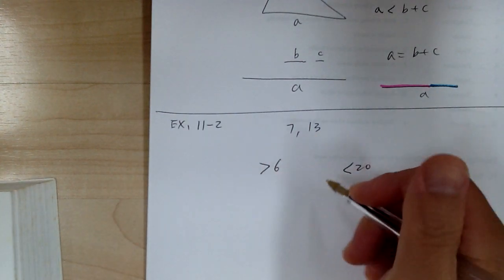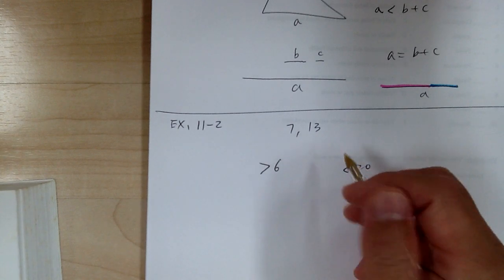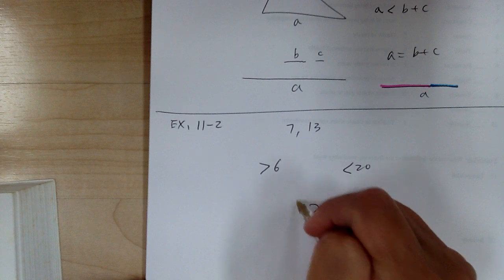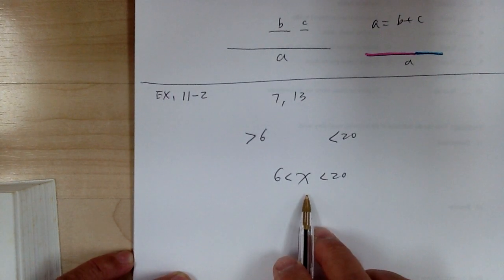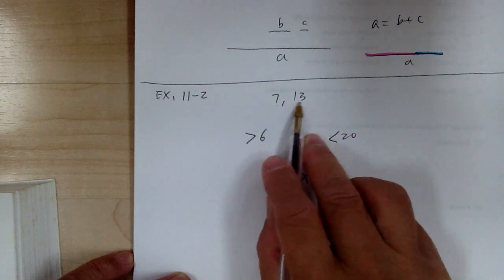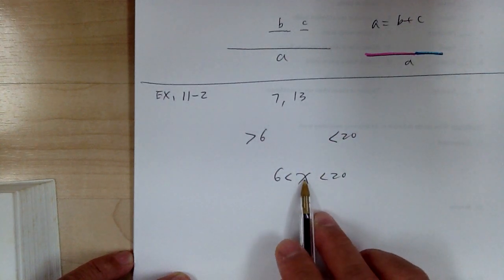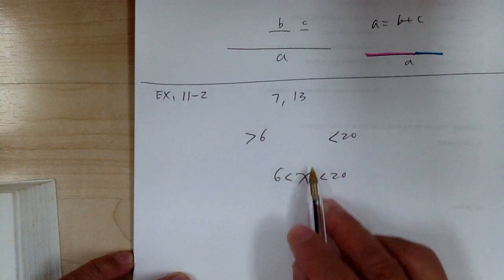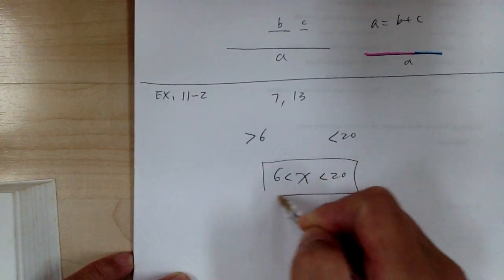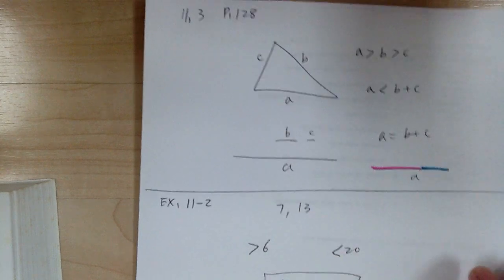So you can see that the side called x has to be less than 20 and greater than 6. Again, if x is the longer side, then it has to be less than 20. If 13 is the longer side, then x has to be greater than 6. Those are the restrictions using that inequality.